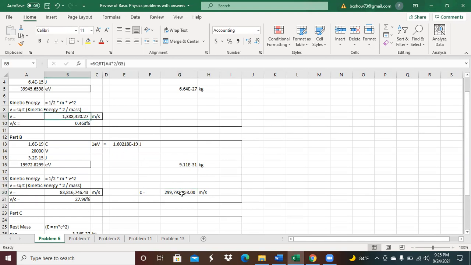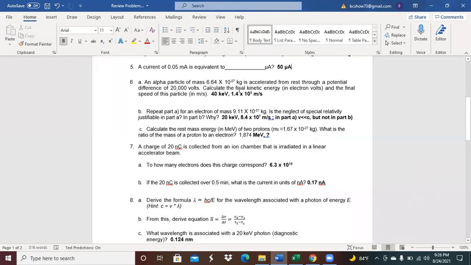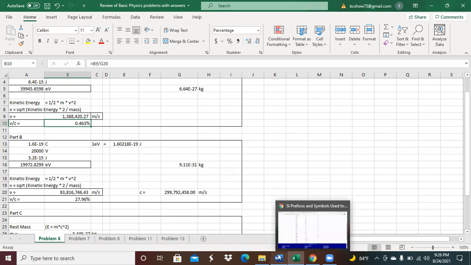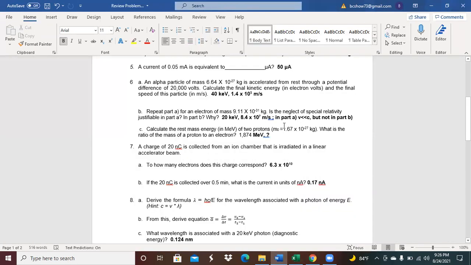This value here in reference to the speed of light is only about 0.46%, nowhere near 10%. So in that particular case, no, we don't have to worry about putting it in here. Here, on the other hand, we're looking at something that's getting close to 28% of the speed of light. Yeah, relativistic effects do need to be taken into consideration here.